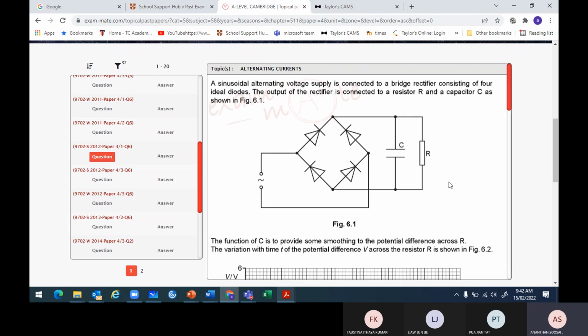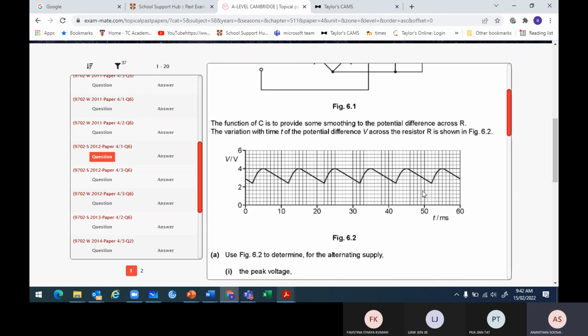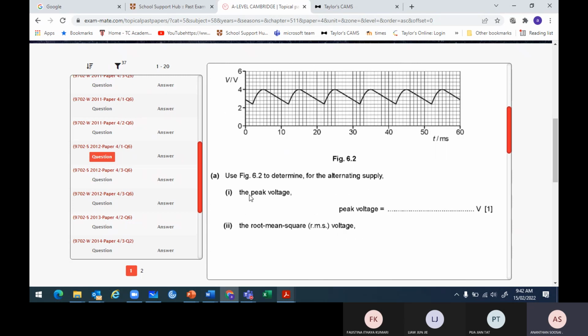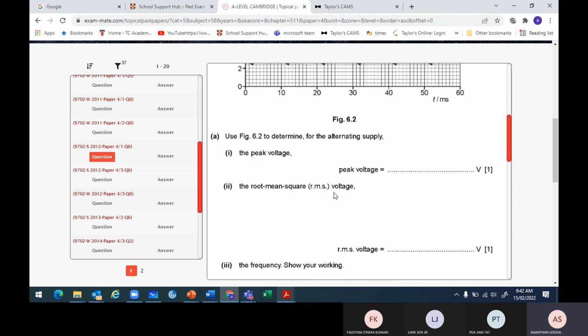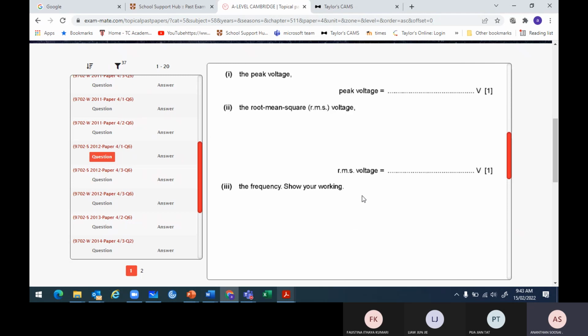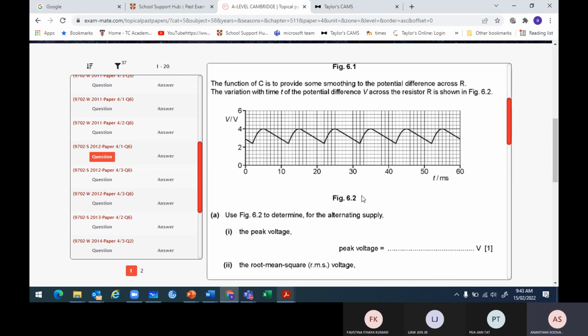So the voltage, capacitor and resistance are all shown, and the values are not given. They said this is the V versus T graph. So the peak voltage is just 4, right? Peak voltage is 4. Root mean square voltage is just that over root 2. The frequency is shown. What is the frequency? Frequency is from peak to peak: find the period, then 1 over the period is your frequency.